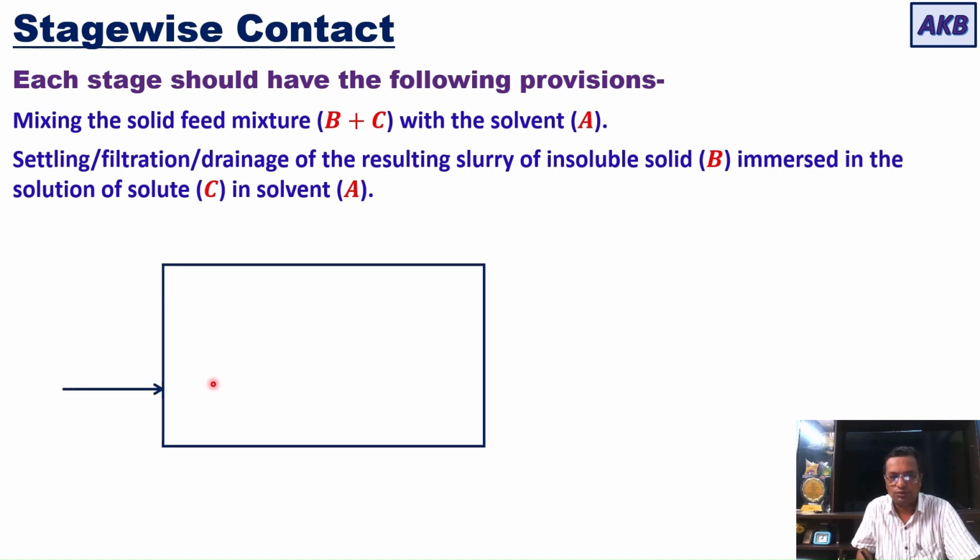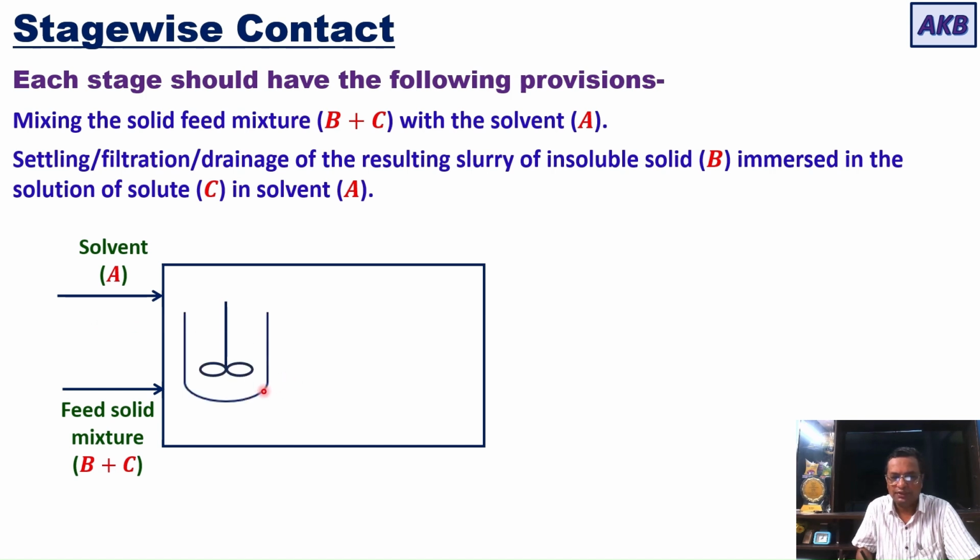So if you have to understand it with the help of this schematic diagram, the feed mixture which is containing B and C is contacted with the solvent A, and within the stage you will have a mixing operation, that is, there will be a mixer which is followed by a settler. I have shown a settler over here. Instead of that you may use filtration or drainage.